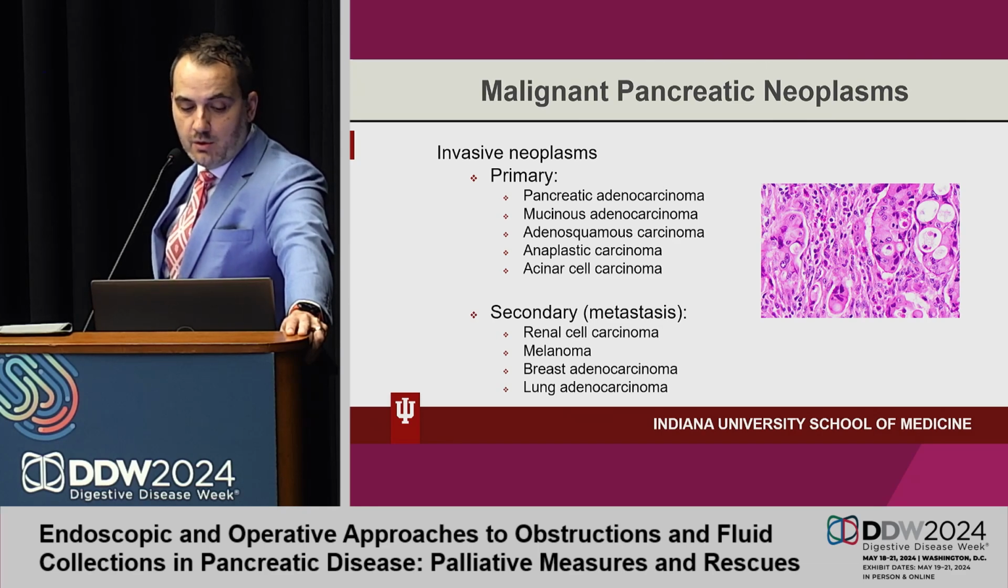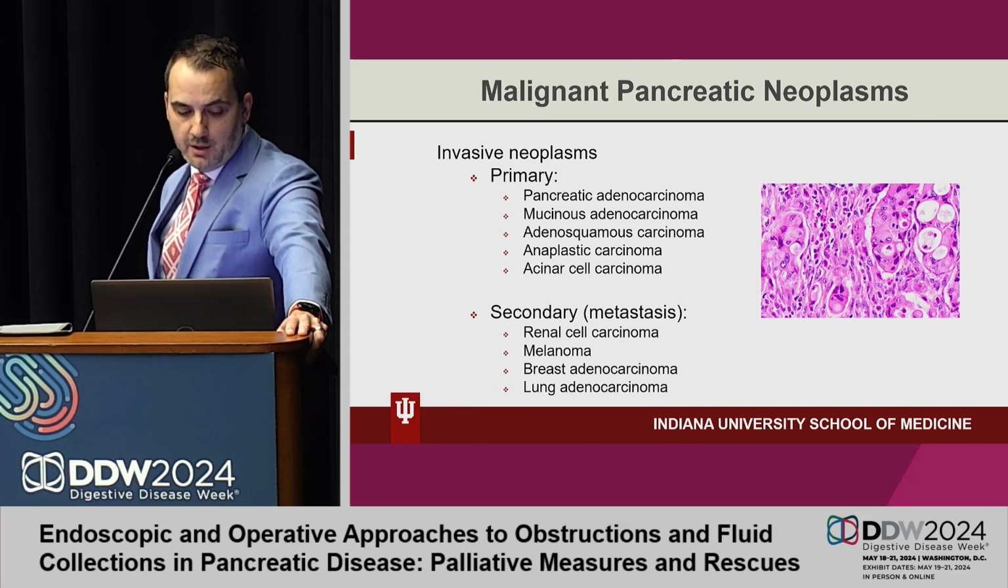Now, we do also see quite a few secondary neoplasms of the pancreas, renal cell carcinoma being predominantly the most common, followed by melanoma, breast, and lung cancer.